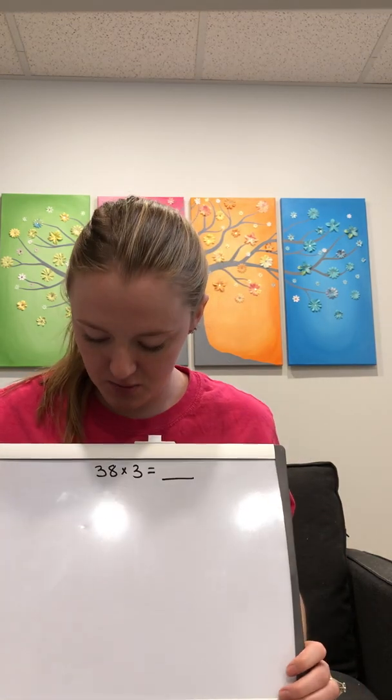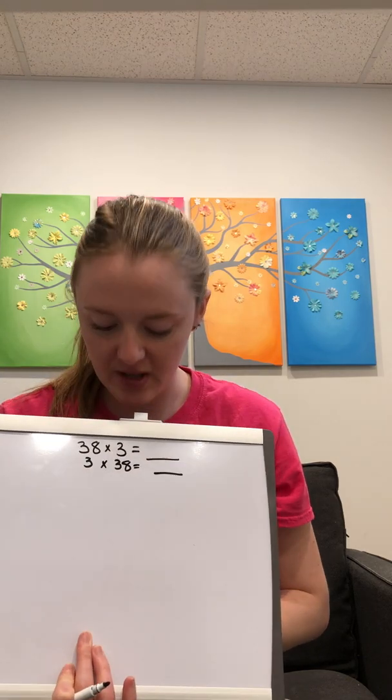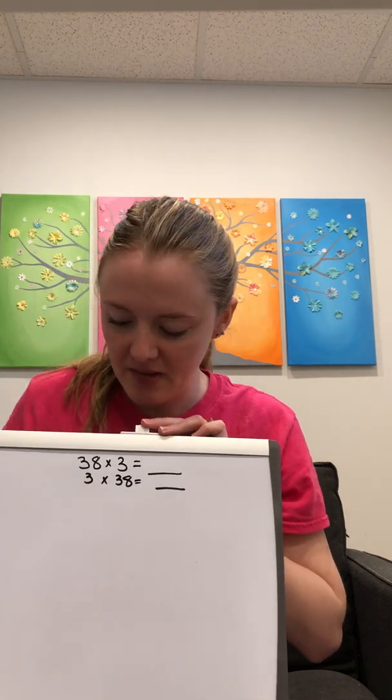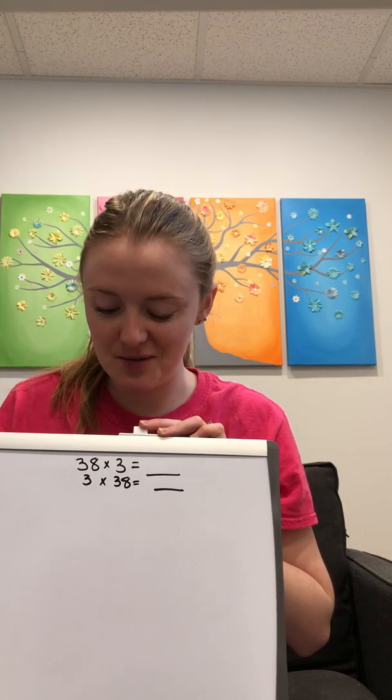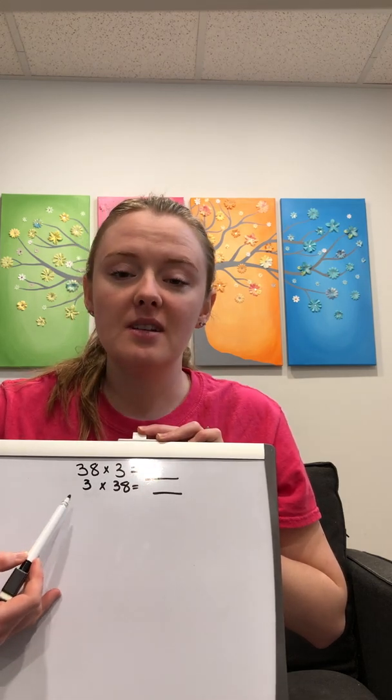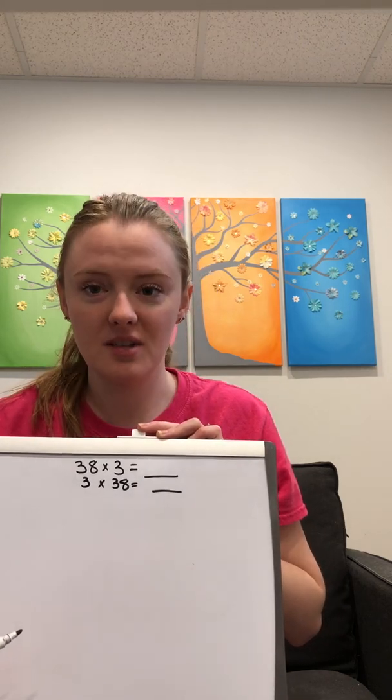The first thing I would do, instead of thinking about 38 threes, is switch this around and think of it as 3 times 38. 3 groups of 38 is, to me, easier to think of than 38 groups of 3. So I'm going to rewrite it as 3 times 38. Obviously they equal the same thing. The first thing I can do is use my repeated addition strategy. 3 groups of 38 could be 38 plus 38 plus 38.